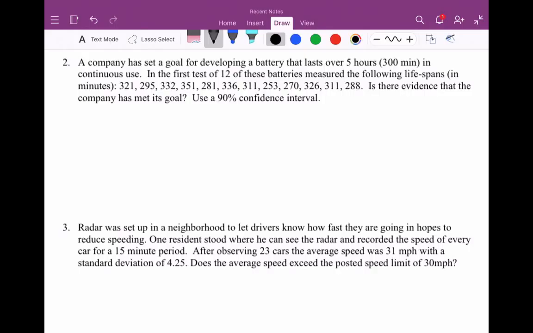So number 2 says that a company has set a goal for developing a battery that lasts over 5 hours, which is 300 minutes in continuous use. In the first test of 12 of these batteries, they measured the following lifespans in minutes. So that list is given right there. We want to know, is there evidence that the company has met its goal? And we're going to use a 90% confidence interval to do this.